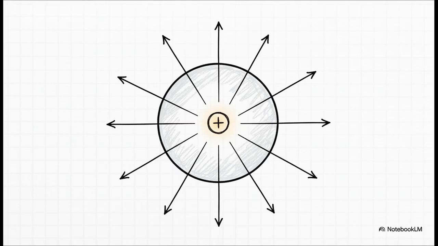It uses a surface integral to show that the total electric flux pouring out of a closed surface, say a sphere, tells you with perfect precision how much electric charge is trapped inside. It's a cornerstone of how we understand electromagnetism.